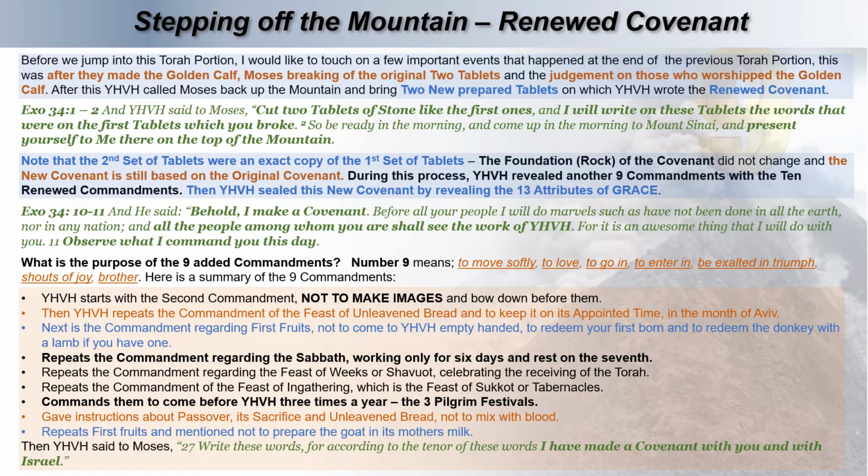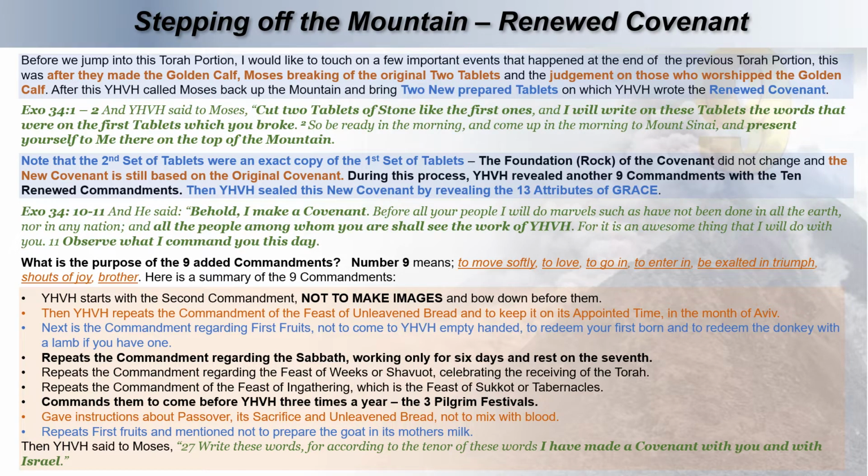And later in verse 10 to 11 he says, "Behold, I make a covenant before all the people. I will make such as have not been done on all the earth, nor in any nation. And all the people among you shall see the work of Yahweh, for it's an awesome thing that I will do with you. Observe what I commanded you this day."